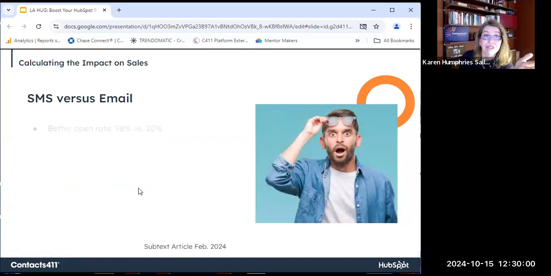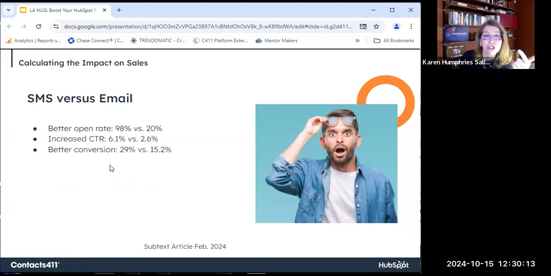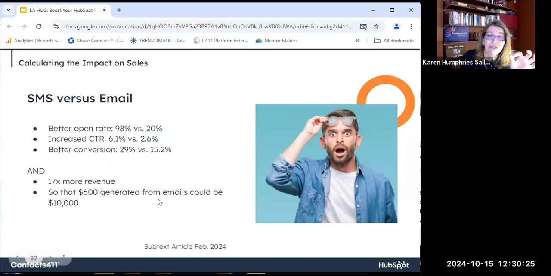SMS, and I don't know how many of you are doing SMS, but there's a much better open rate, 98% versus 20%. An increased click-through rate that's over double, a better conversion rate that's almost double, and my favorite, 17 times more revenue. So what does that mean? It means that $600 that you generated from emails could actually be $10,000.